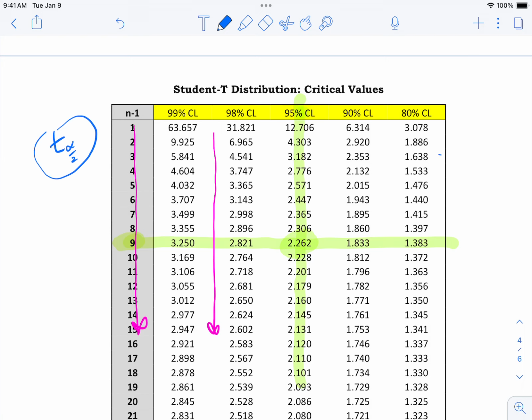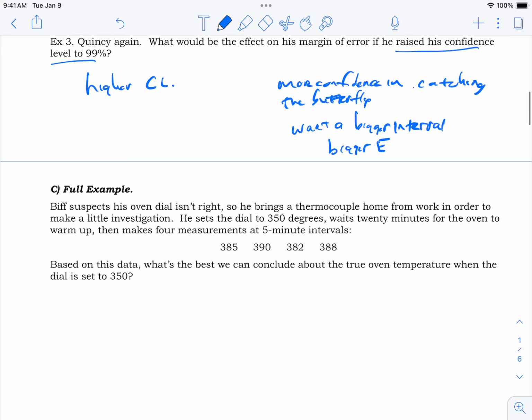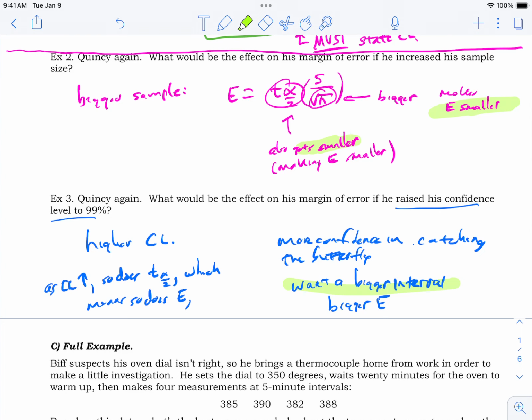If you want higher confidence, notice that's going this way. And in any one of these rows, it doesn't matter which one, as you go this way, these numbers are getting bigger. So the E gets bigger. T alpha over 2 gets bigger. As the confidence level goes up, so does your value of T alpha over 2 that you look up, which means so does your margin of error from the formula, which means the same thing, a bigger interval. Here's your answer right there. Higher confidence, bigger interval. Higher sample size, smaller interval.